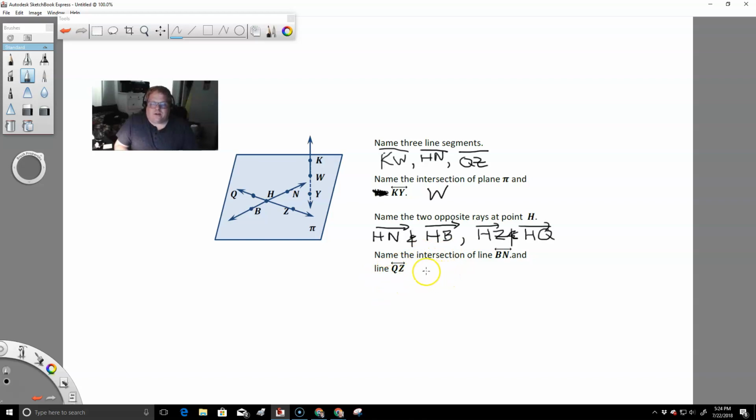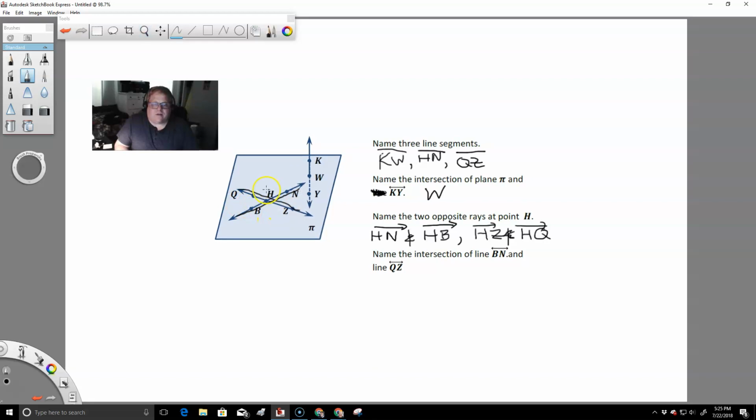Okay, so the last question I have here says name the intersection of line BN, so that's this guy here, and QZ. I wonder what it could be. All right, wow, I really need to practice. Anyway, these are the two lines. Well, where do these two lines intersect? They intersect right there at H. So the answer to that would be H.